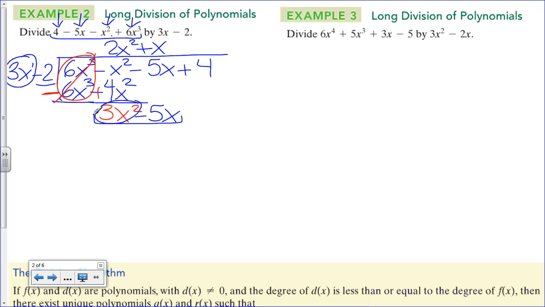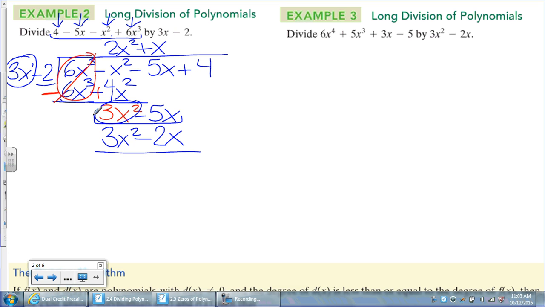Okay. Now what's the next step, Ivana? Okay, so x times 3x, what will that give me? 3x squared. And then x times negative 2. Positive or negative? Negative. Very good. Now, what's the next step? Alfonso.